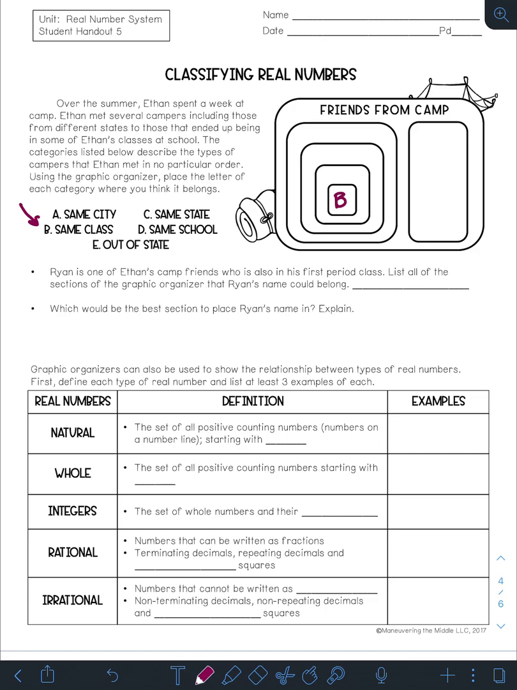Then, if you were to think, what would be the next thing that would be associated to the same class? Probably the same school. And then, so we've used the same class, we've used the same school, and as we continue to move out, we have the same city, and then we have the same state. Then we have this other little piece over here that is out of state.